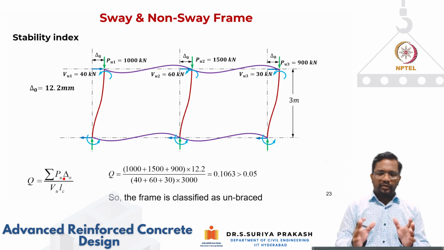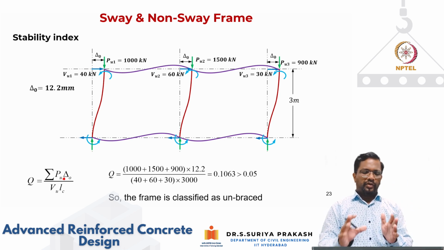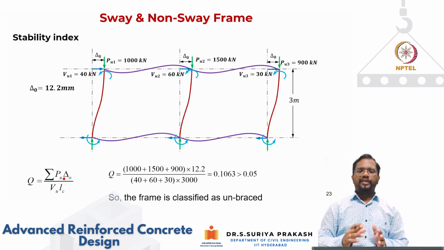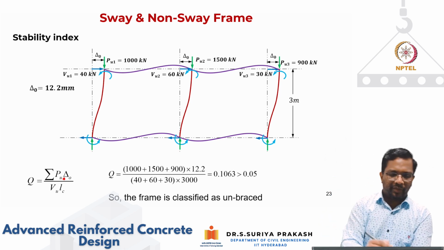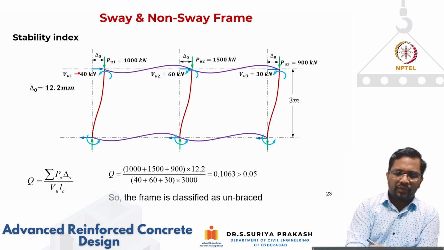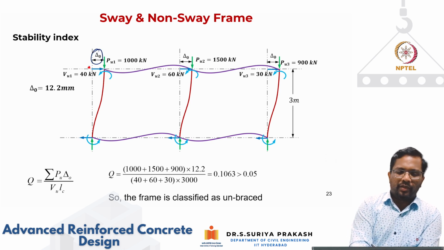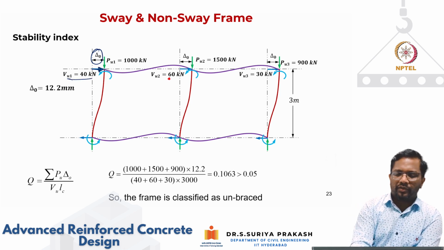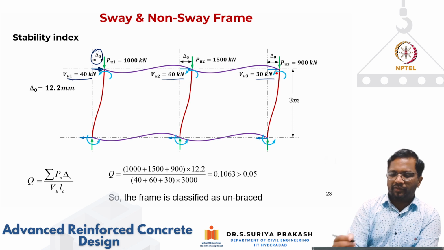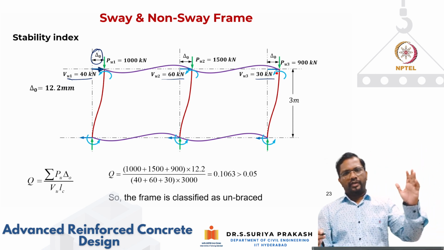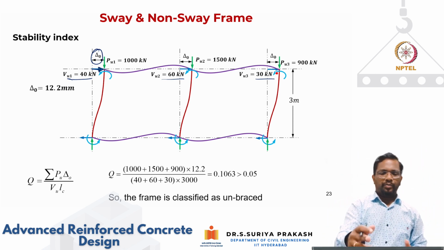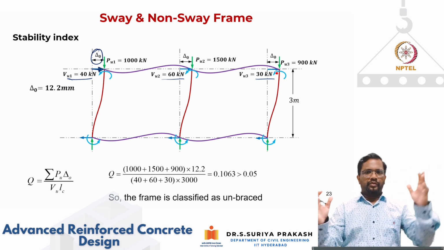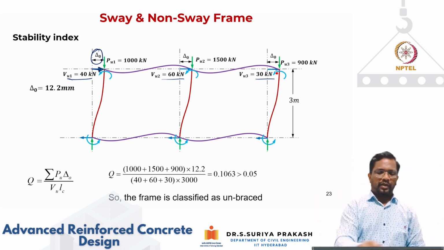So I've taken a simple free body diagram of one particular story. Let's say that I've done the first order analysis by any method, and I'm giving you that value delta naught. I'm also giving you the shear acting on all the columns. For example, first column 40 kilonewton, second column 60 kilonewton, third column 30 kilonewton. When you do lateral load analysis, depending upon the stiffnesses of the columns, each story shear can be assigned in proportion to their lateral stiffness like this.